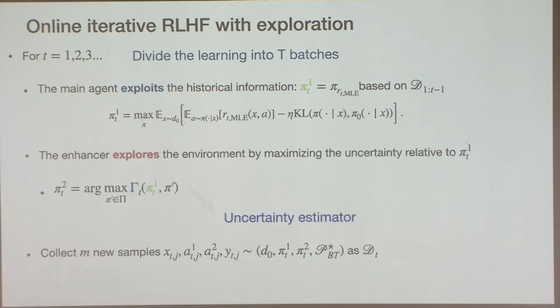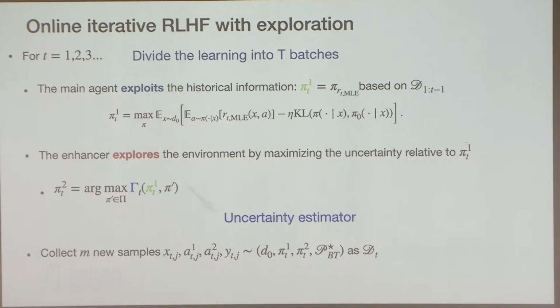But to ensure that you can iteratively improve your π_t^1, your agent's policy, you have to make sure that the newly collected data will bring you enough information. That's why we have a second policy, which we call the enhancer. Instead of learning the optimal policy, the goal of the enhancer is to help the learning of the main agent. So this enhancer tries to explore the underlying space by maximizing the uncertainty relative to π_t^1.